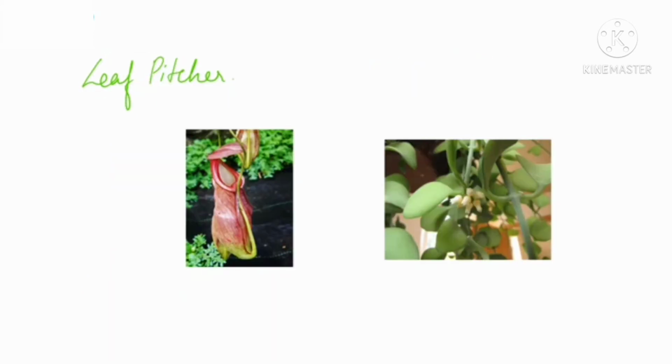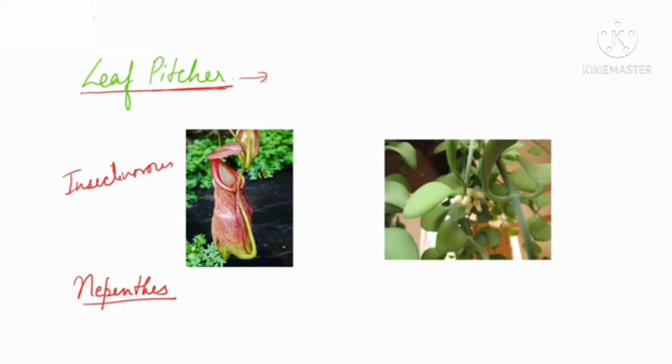Next is insectivorous plants. These plants grow in infertile soil where they are deprived of nitrogen, which is essential for protein formation and growth. Therefore, these plants trap and digest insects to get proteins for their development. There are three types of insectivorous plants given in your textbook. One is pitcher plant or Nepenthes khasiana. The next is bladderwort or Utricularia, and the third is Venus flytrap.